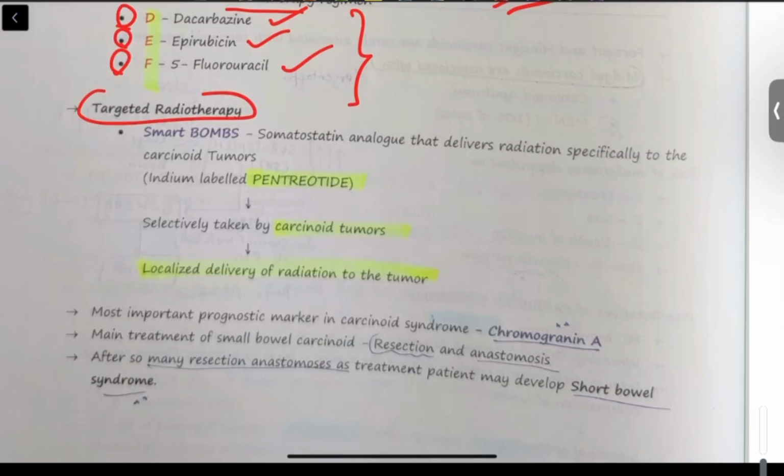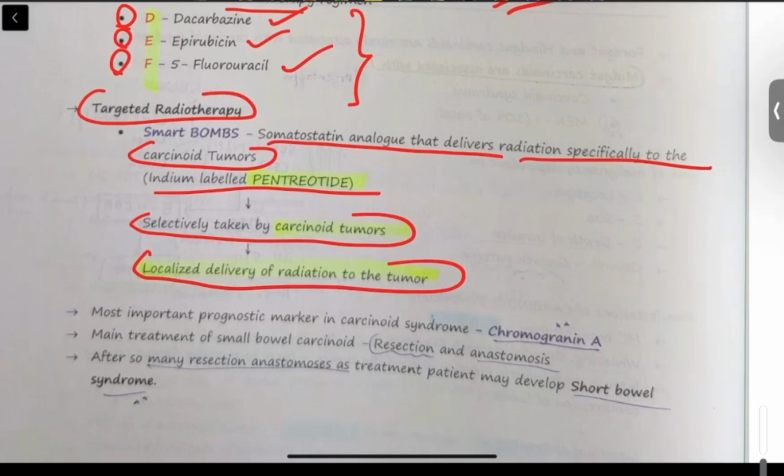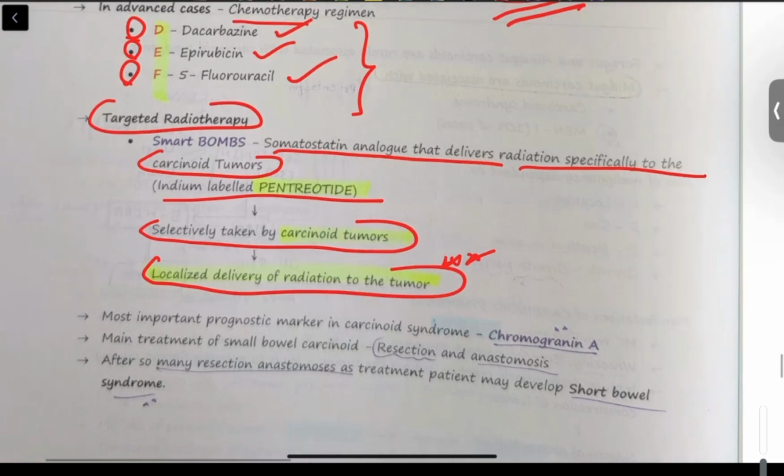So we'll target that particular tumor and start with a somatostatin analog that delivers radiation specifically to the carcinoid tumors. That can be done by indium-labeled pentetreotide, which is selectively taken up by carcinoid tumor, and then this can lead to localized delivery of the radiotherapy to the tumor. So this is important.